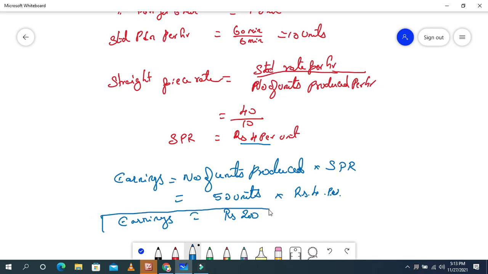See, in this sum, they don't give the value of the piece rate, that is, per unit. So we are supposed to find the value per unit, and then calculate the earnings of the worker. Okay, so this is the second method under straight piece rate. I hope it is clear.